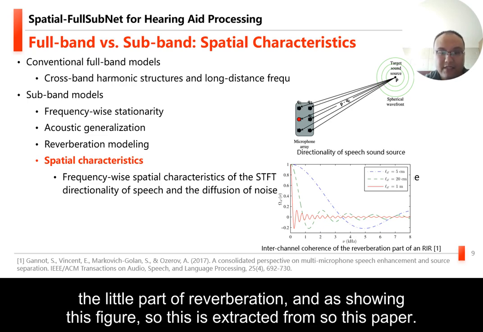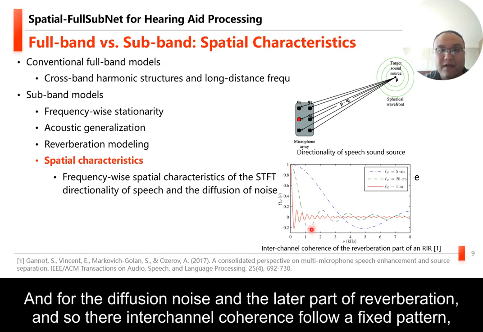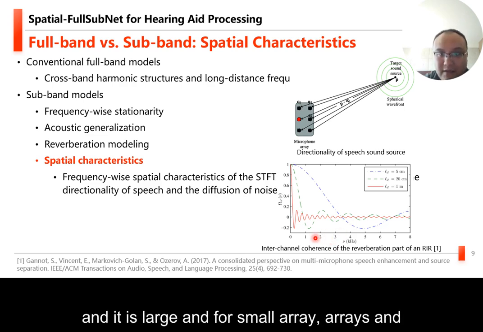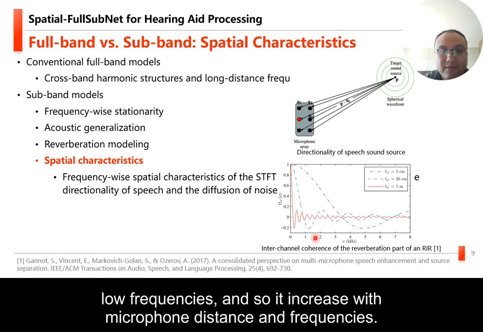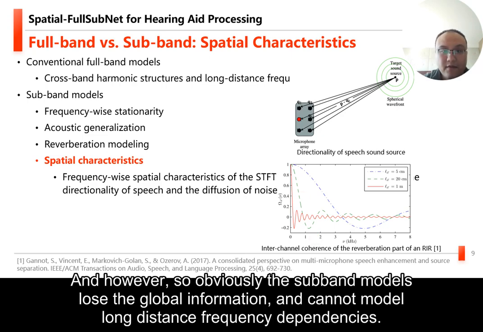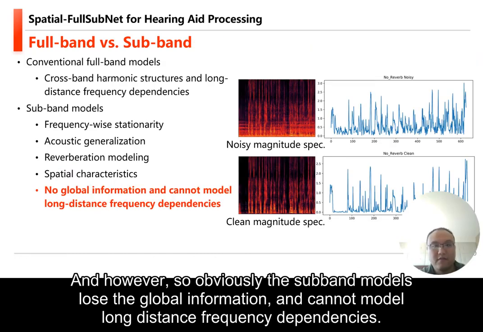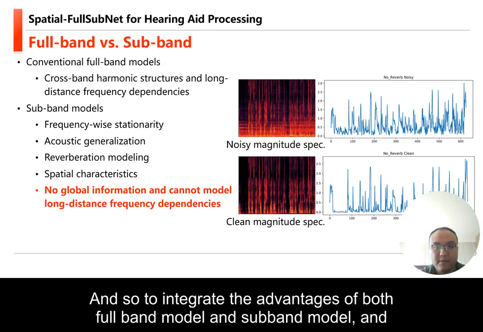However, for the diffuse noise and the later part of reverberation, as shown in this figure extracted from this paper, the interchannel coherence follows a fixed pattern. It is large for small arrays and low frequencies, and it decreases with microphone distance and frequency. However, obviously, the subband models lose the global information and cannot model long-distance frequency dependencies.